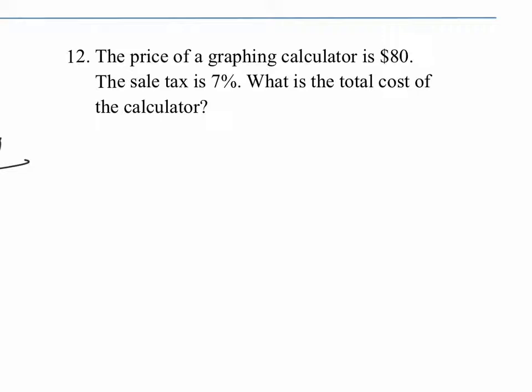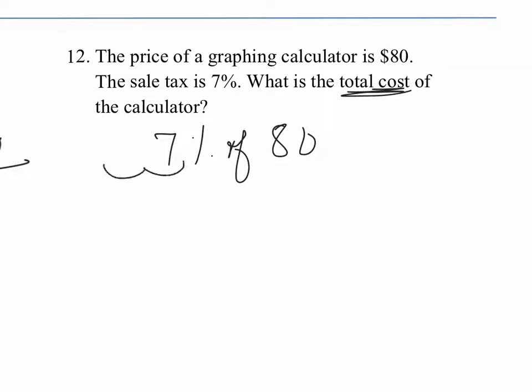Number 12. The price of a graphing calculator is $80. The sales tax is 7%. What is the total cost? That's right, total cost of the calculator. You're not only looking for the sales tax, but the total cost of the calculator. So the sales tax for the $80 calculator would be 7% of $80.